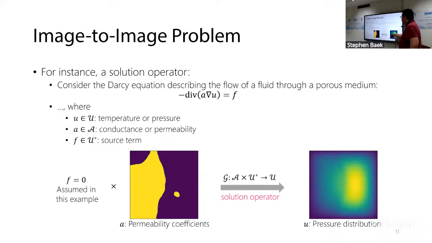And given those conditions, so f equals 0 everywhere, plus the distribution of A, what is going to be the pressure inside of the porous medium is the question that we want to answer in this toy problem. And the solution operator G will take the constant image F and a variable image A as an input. And from those given inputs, we would like to make a prediction of the pressure distribution that is really happening over here.